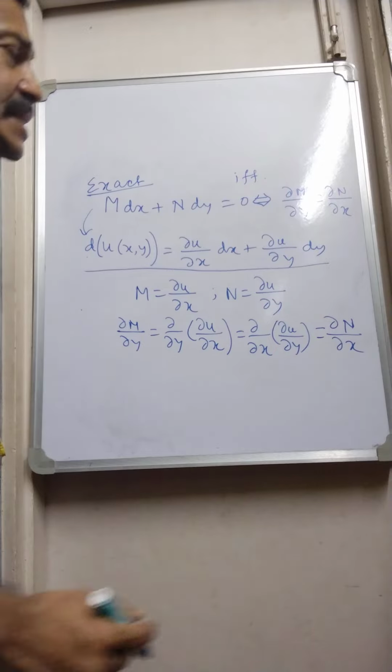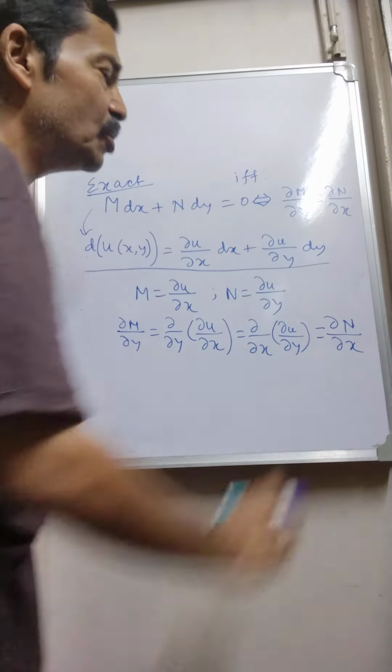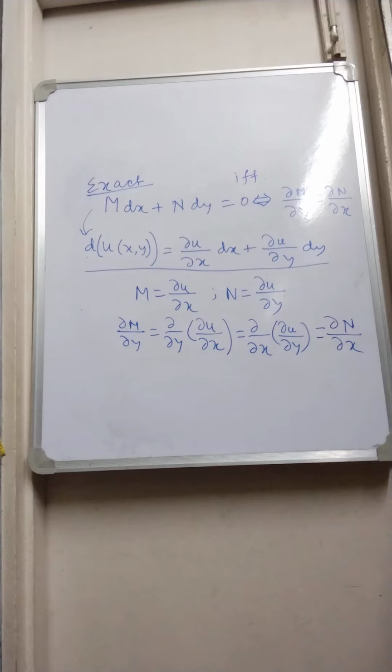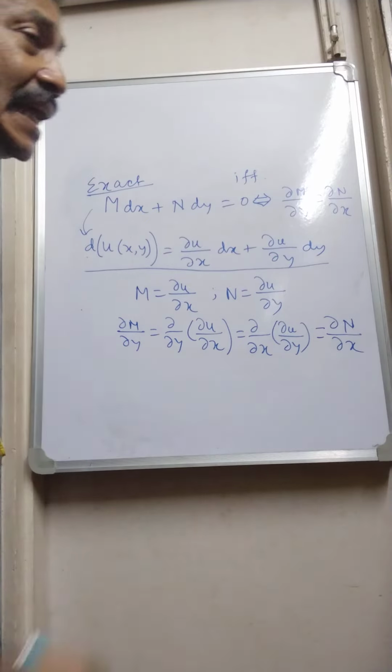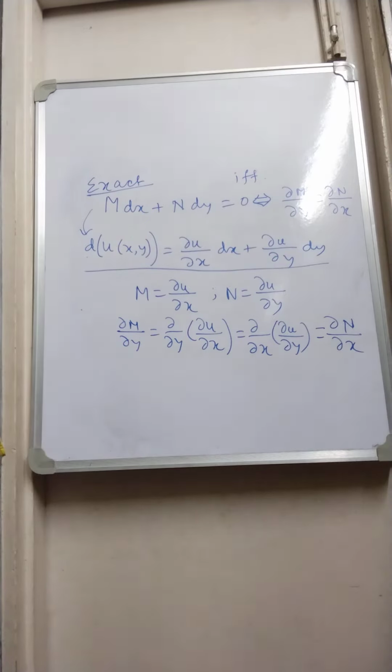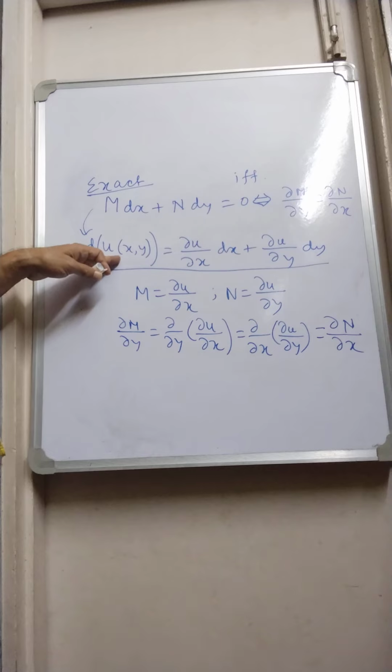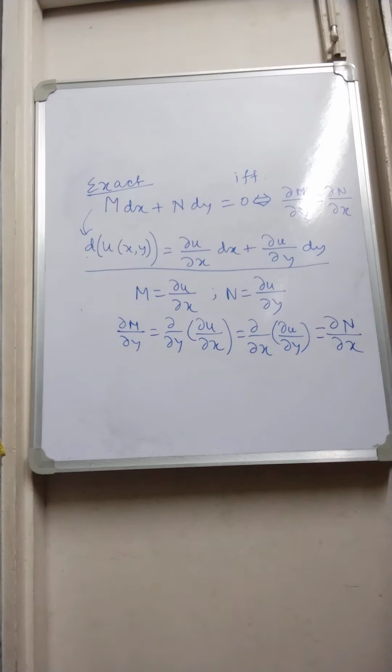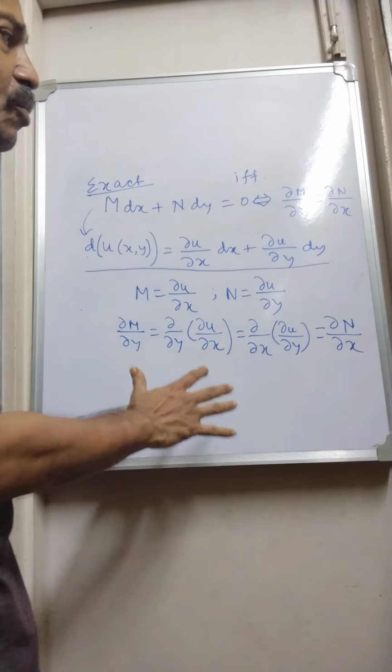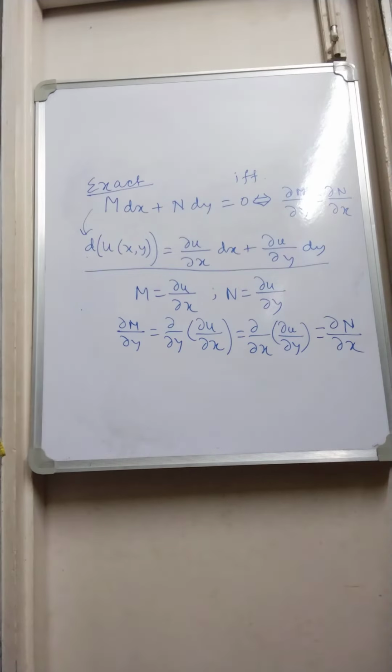We can as well see that whenever ∂M/∂y equals ∂N/∂x, if we integrate, they will give us an exact equation. Isn't it so? Whenever this is an exact equation, it can be expressed as a total differential. For the clarity of this, one must have to acquire an idea about partial derivative, what partial derivative is all about.